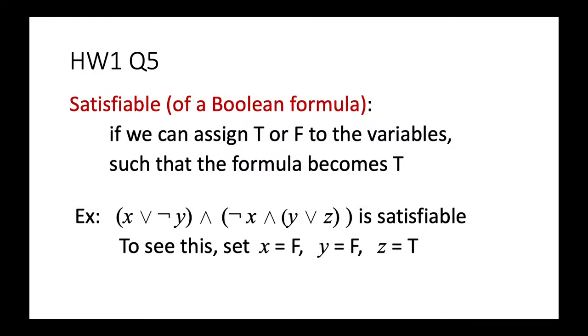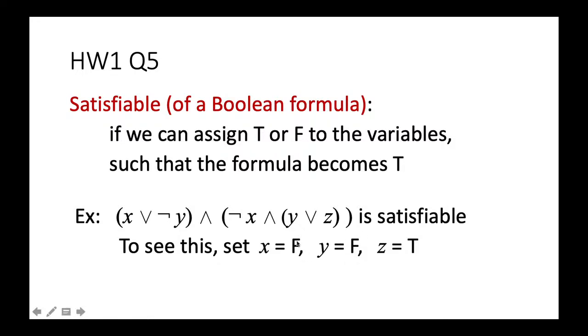And then we will talk about satisfiability of a Boolean formula. A Boolean formula is called satisfiable if there is a way to assign the true or false values to the variables, such that the whole formula becomes true. So for instance, in this particular example we saw before, let us try to plug in the case where x is equal to false, y is equal to false, and z is equal to true, and we will see what will happen.